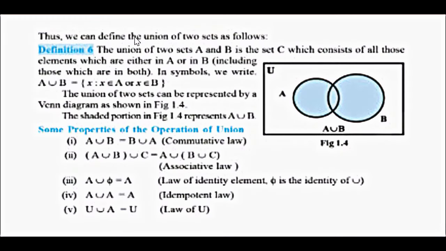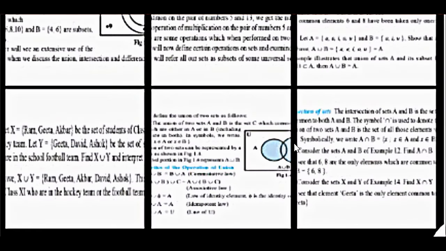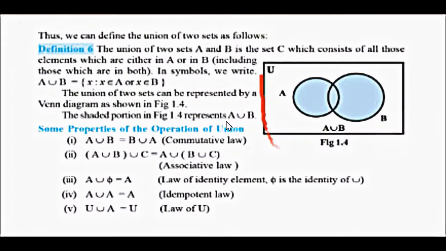So we can define the union of two sets like this. The union of two sets A and B is some set C which consists of all the elements either from A or from B. That means x belongs to A or x belongs to B. If you want to represent it using a Venn diagram, A is this, B is this, and the combination is shown by this shaded area in blue, which is A union B.